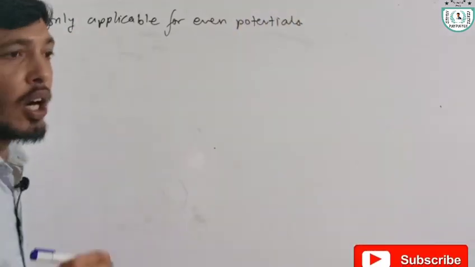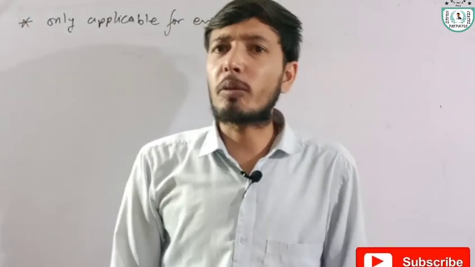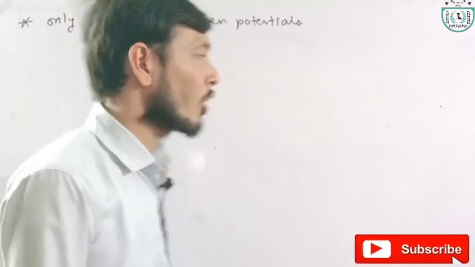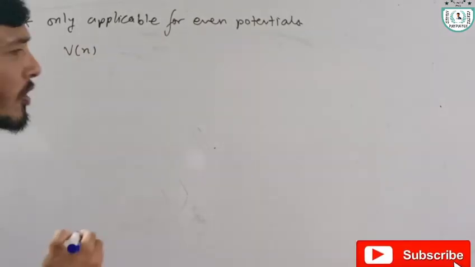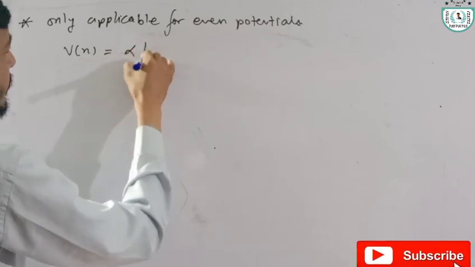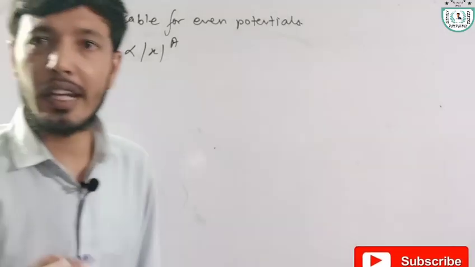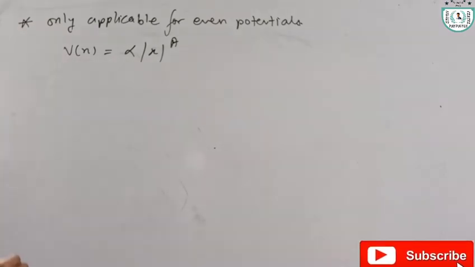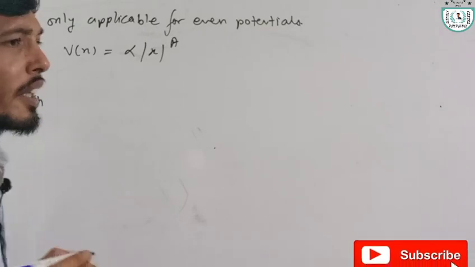Now what is the trick? We discussed that in any problem related to the WKB approximation method, we have been given V of x. If in any problem V of x is like this, alpha mod of x raised to power a, in this type of problem we have En. En means energy, the bound state energy eigenvalue.